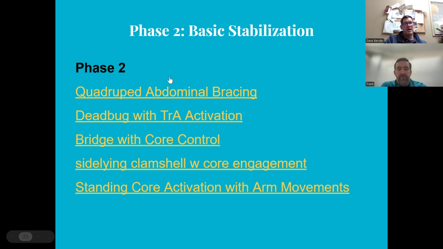Basic stabilization. We think quadruped abdominal bracing, dead bugs with TA activation, bridge for core control, and sidelying clamshells for core engagement, with core engagement being the focus. So think of the clamshell as not so much focused on glute med. We need a stable core for the glute med to activate properly.